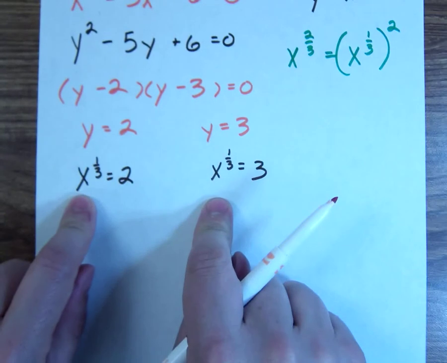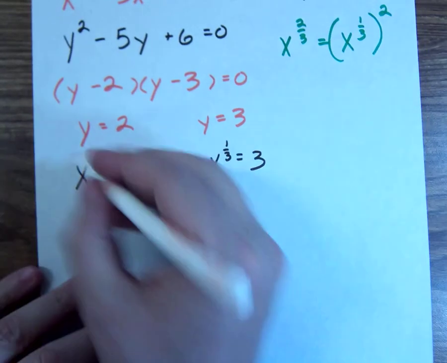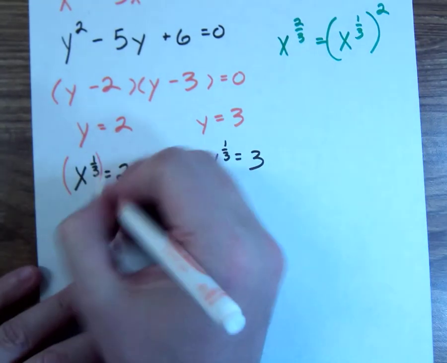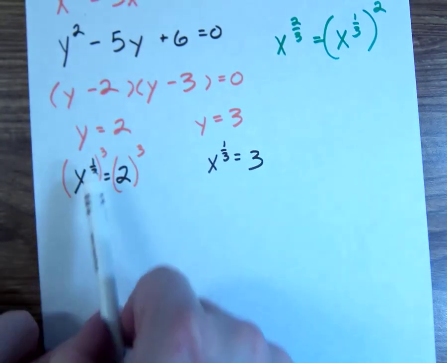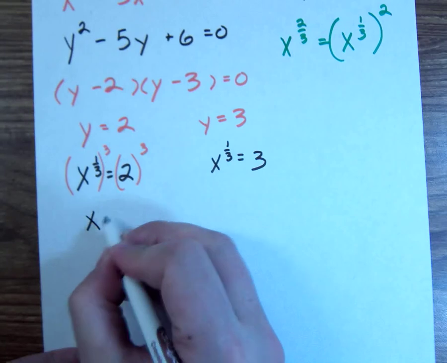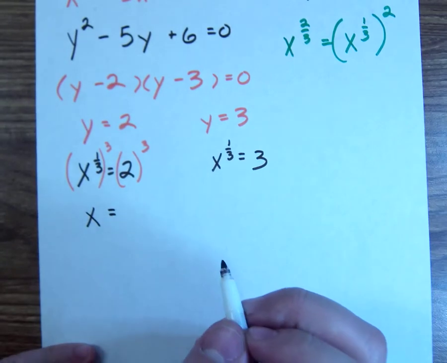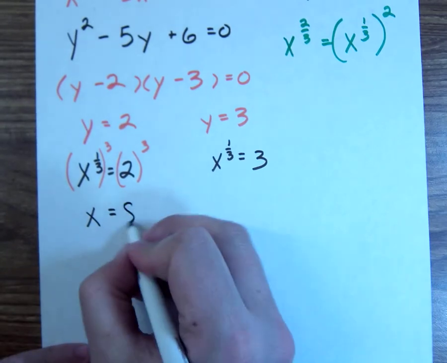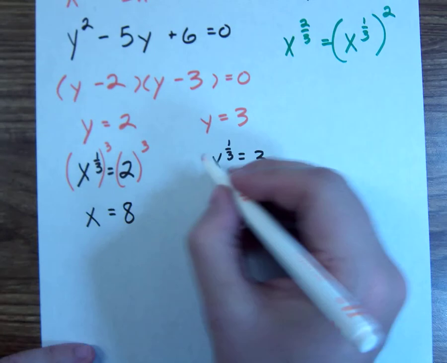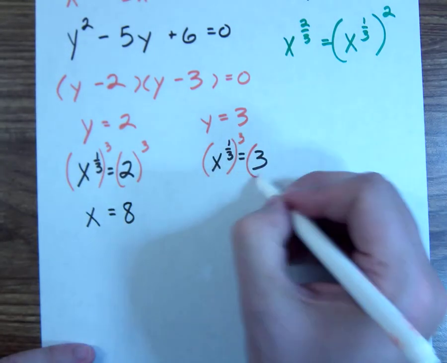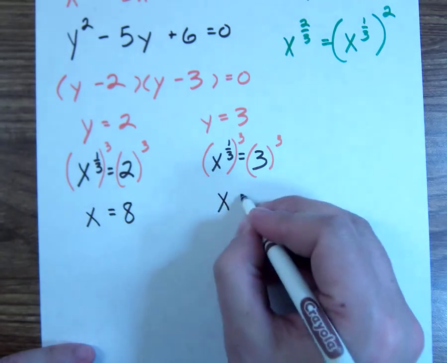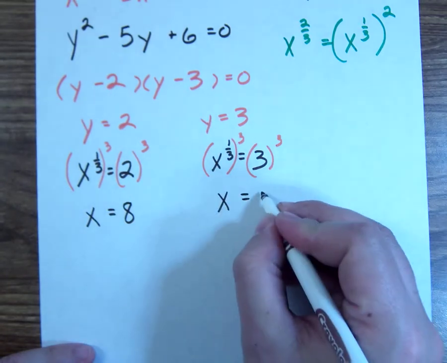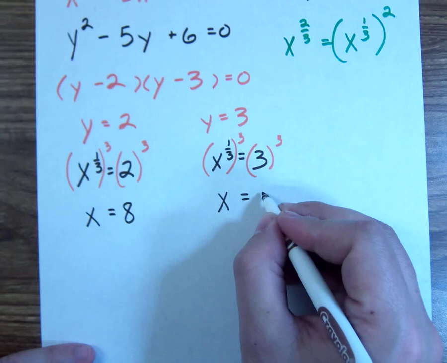You multiply by 3. Well, sort of. I'm going to cube both sides, because x to the 1/3 cubed is x. What's 2 cubed? 8. I'll do the same thing over here. Cube both sides. x to the 1/3 cubed is x, and 3 cubed is? 3 cubed is not 9. 27.